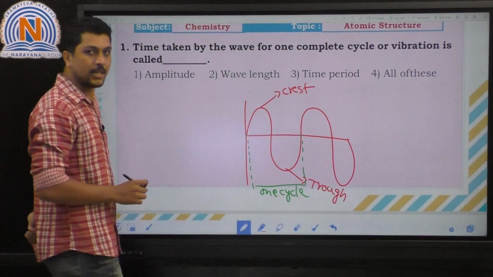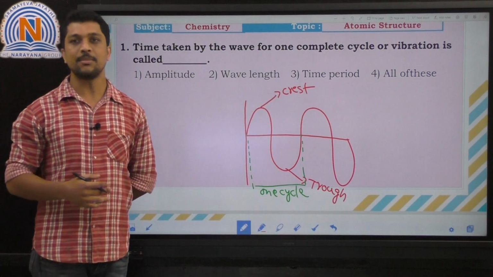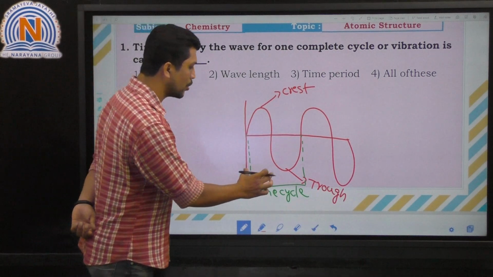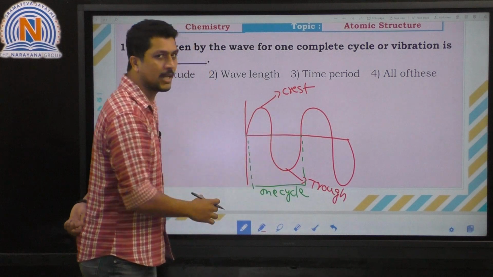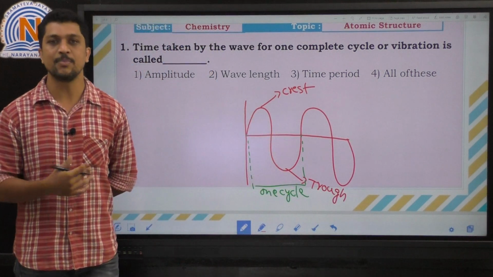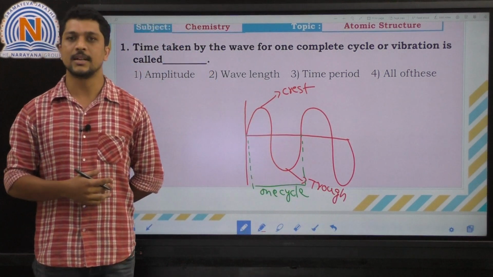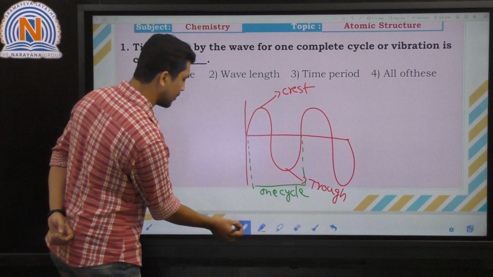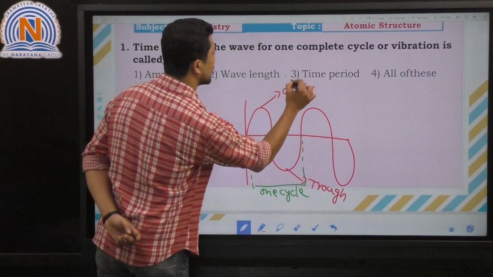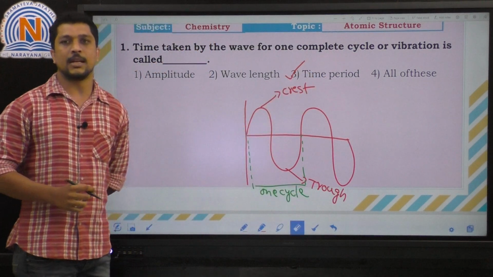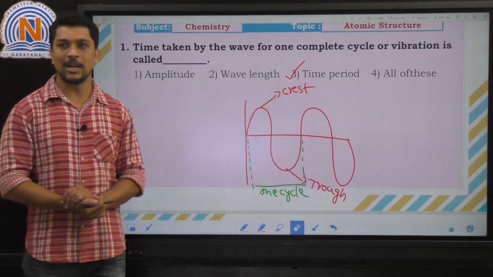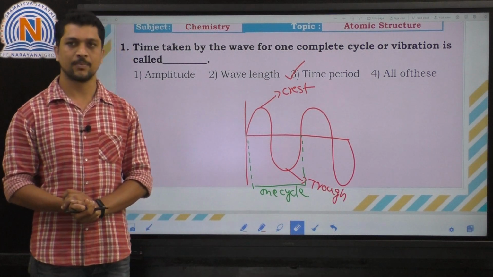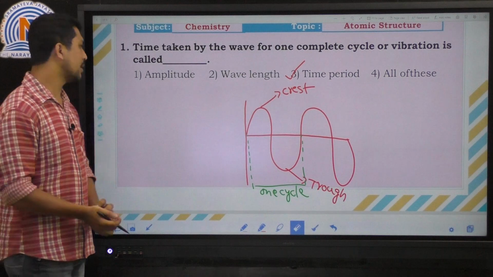One cycle, right? So here the question is, time taken by the wave for one cycle. How much time is taken for one cycle is generally called the time period. So the correct option is the third option. Time taken by the wave for one complete cycle or vibration is called the time period. Clear? Let's move on to the next question.